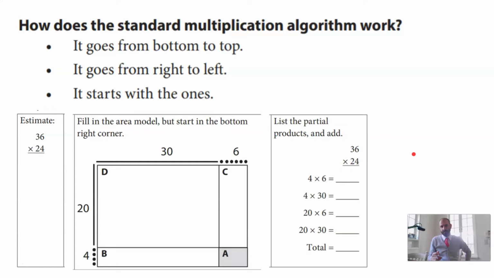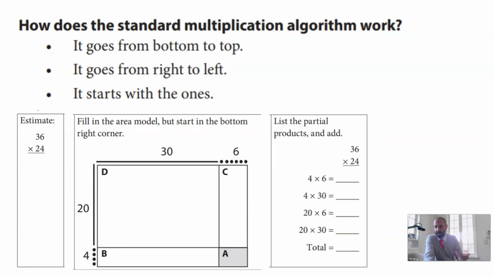So this is the process we're going to do today, and we're going to move towards the standard algorithm soon. The very first thing you're going to do with a problem is estimate. Then you're going to fill in the area model, but look at that. We have to start in that bottom right corner. The reason we're doing that is to get used to starting with the ones, because that's where our standard algorithm starts. So the first calculation is 4 times 6. Then we're going to list those products over here and add them all up. This is going to help us understand where the numbers come from in the standard algorithm.